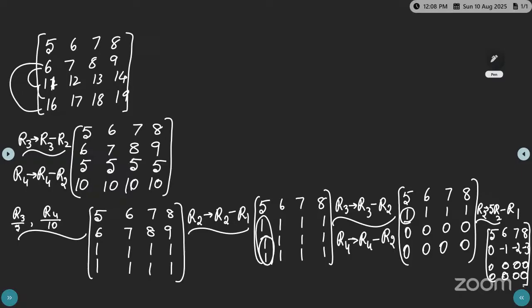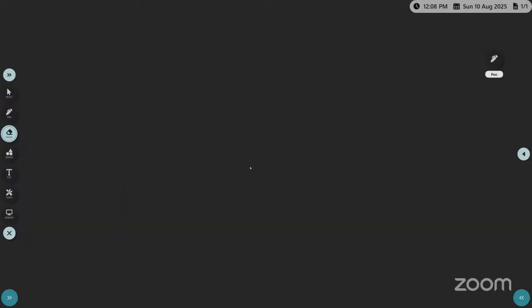Right now, write down finding the solutions of system of non-homogeneous linear equations. Non-homogeneous linear equations.